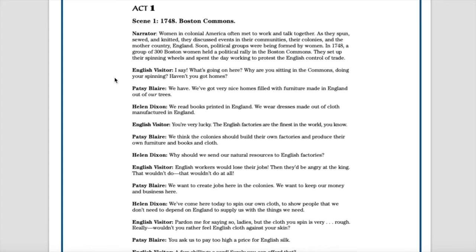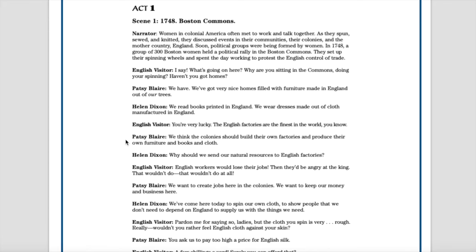English visitor. I say, what's going on here? Why are you sitting in the Commons doing your spinning? Haven't you got homes? Patsy Blair. We have. We've got very nice homes filled with furniture made in England out of our trees. Helen Dixon. We read books printed in England. We wear dresses made out of cloth manufactured in England. English visitor. You're very lucky. The English factories are the finest in the world, you know.